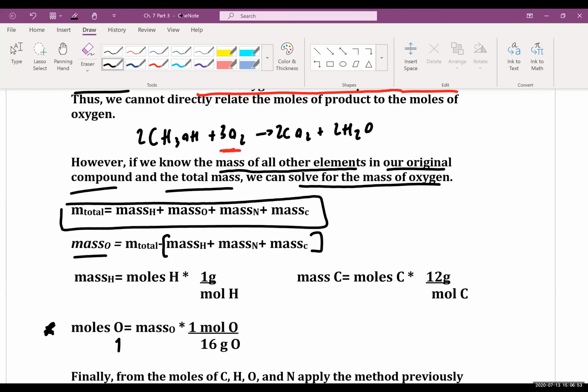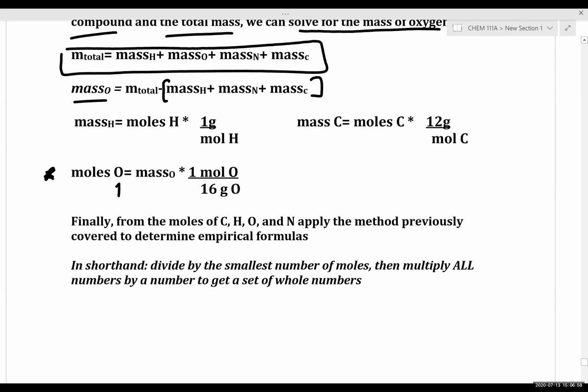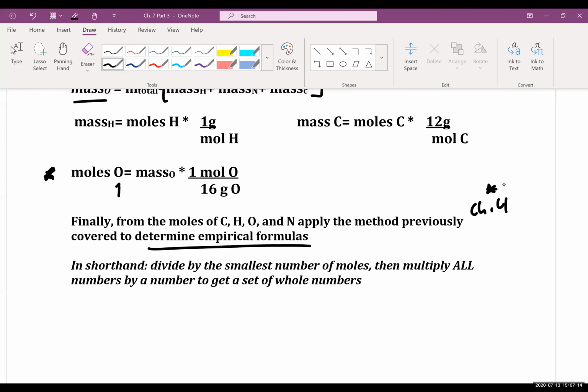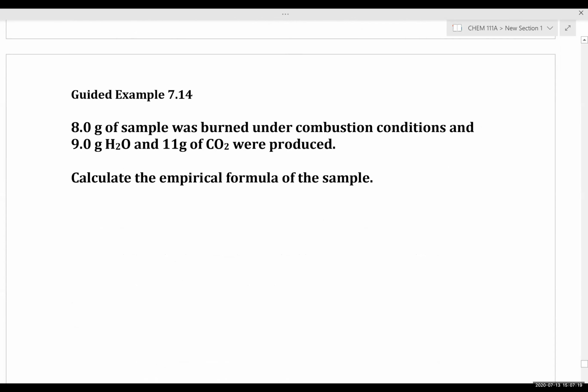Now, once we have all of these moles, we can in turn determine the empirical formula using the methods previously covered in chapter 4. So once we have the moles, we can get the empirical formula, which is the mole-to-mole ratio. Now that's nice. Let's show how this works in practice.